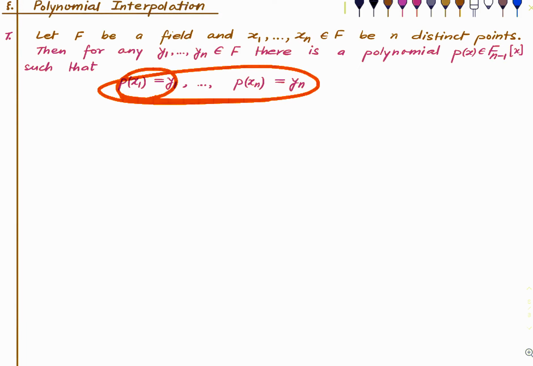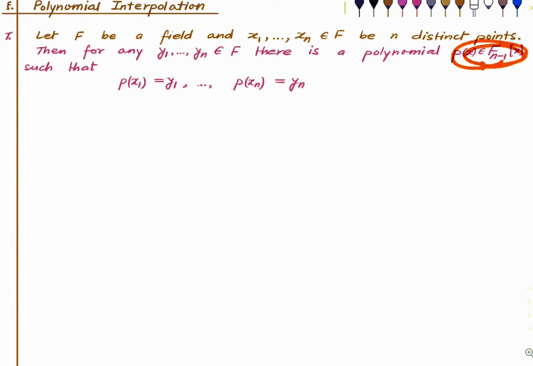P of x1 is y1, P of xn is yn, and in between P of xi is yi. And you cannot do better than this in general, that I leave you to think about. But you can definitely do with this much, and that is what we are going to do. The proof is actually very simple, but it's an enlightening proof.